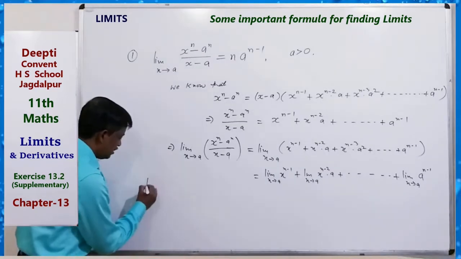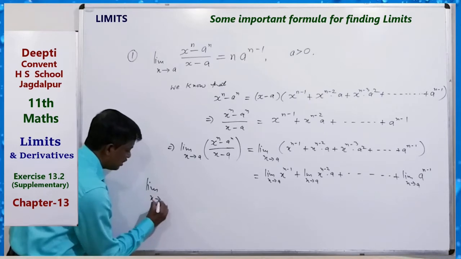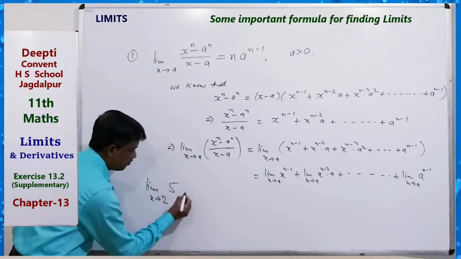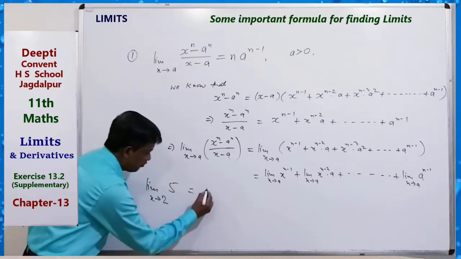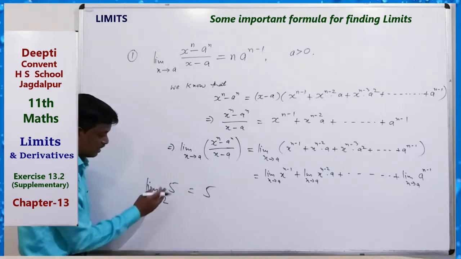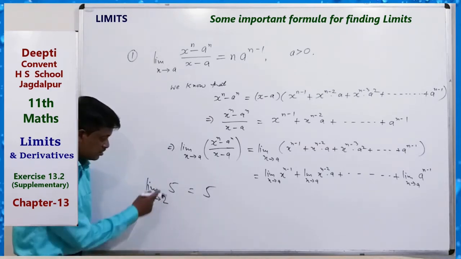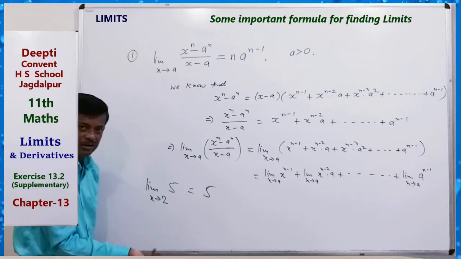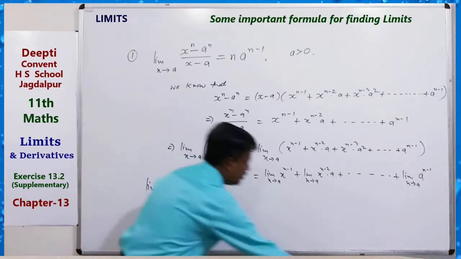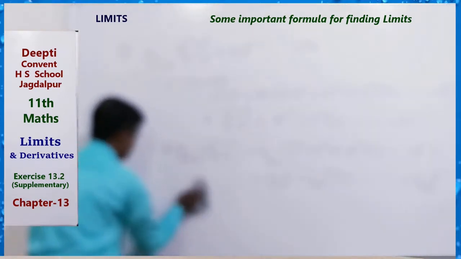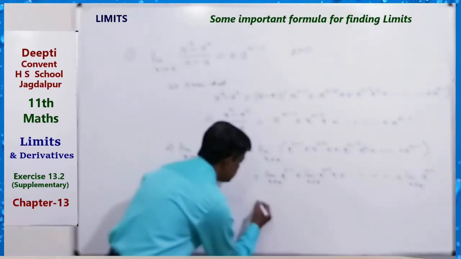Just see here, whenever we find the limit x tending to 2 of 5, what will be the value? 5, because there is no x. So x tending to 2 is not required. 5 is 5. Similarly, a constant term, a function having a constant value, has that constant as its limit.